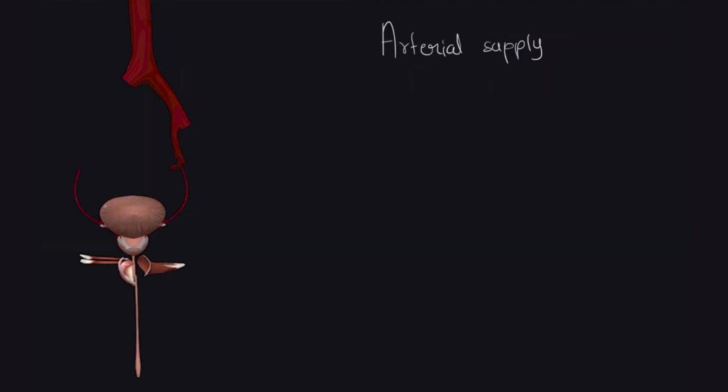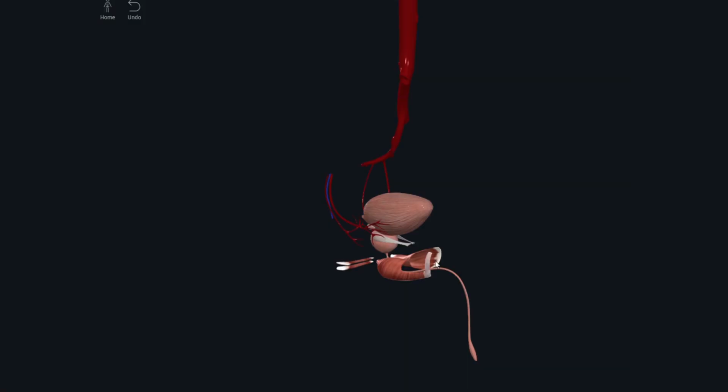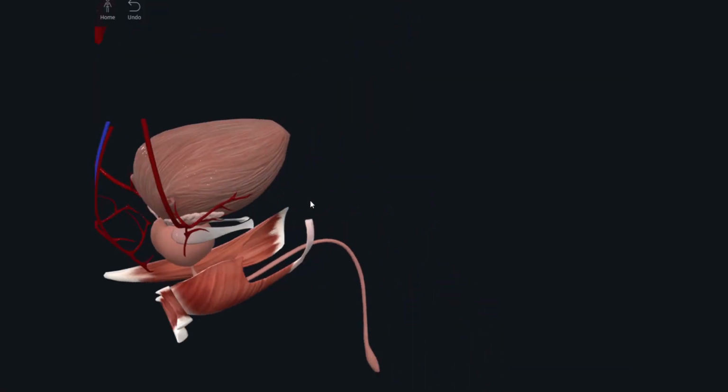Now, let us look at the arterial supply. The arterial supply is mostly done by the branches of the abdominal aorta, which is the common iliac. And arising from the common iliac, we have the internal iliac artery that gives off the inferior vesical artery. Along with the inferior vesical artery, we also have another artery known as the middle rectal artery, which provides for the prostate. So that is how the supply looks.